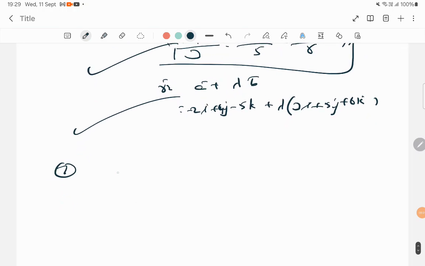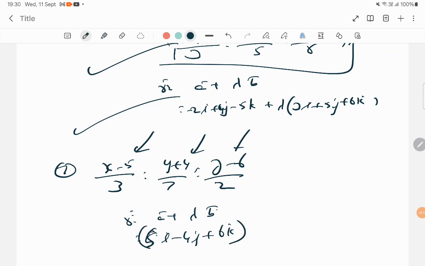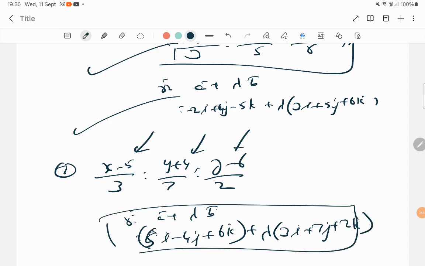Find the equation: (x minus 5)/3 = (y plus 4)/7 = (z minus 6)/2. Write it in vector form. R vector is equal to a vector plus lambda times b vector. Point vector, what are the points here? It's 5i minus 4j plus 6k plus lambda times direction, which is 3i plus 7j plus 2k. So that's all we've written in vector format.